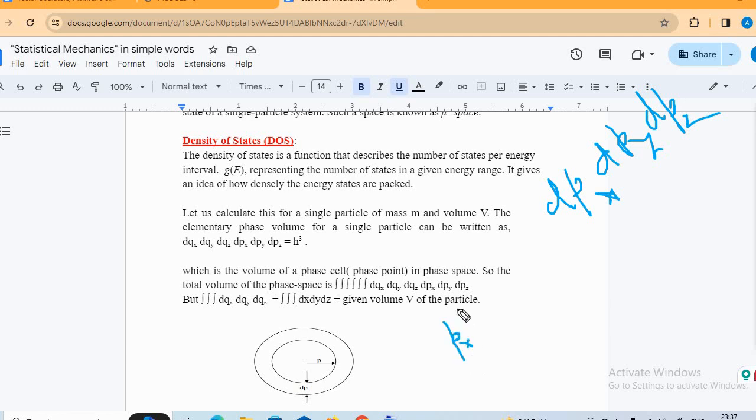You have px square plus py square plus pz square, which is equal to the momentum. So one can think of the total momentum as basically the summation of momentum along x, momentum along y and momentum along z. So this is in the form of a sphere. Mathematically or graphically, if you plot, you will get a sphere. By using this, one can calculate the density of states in the system.